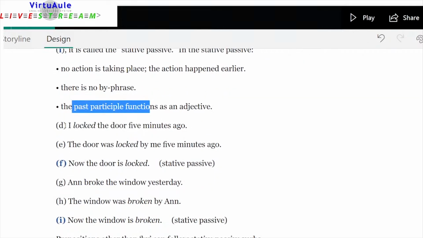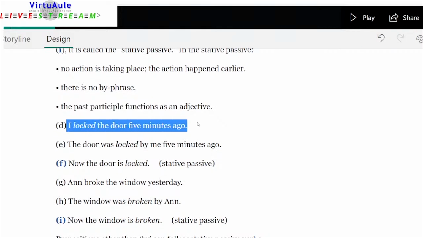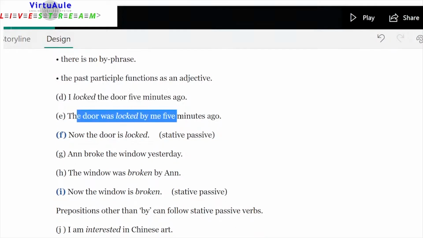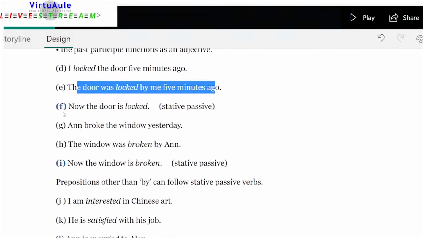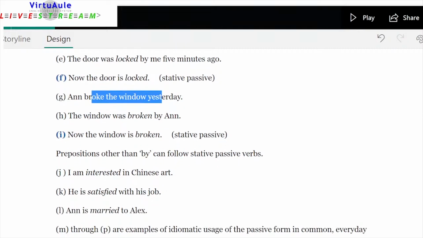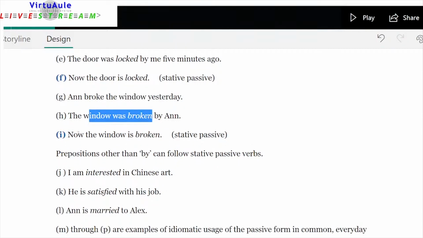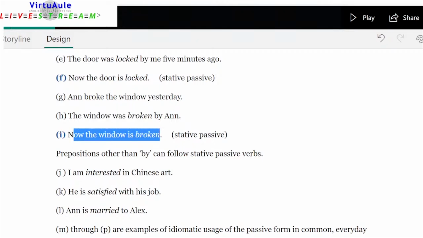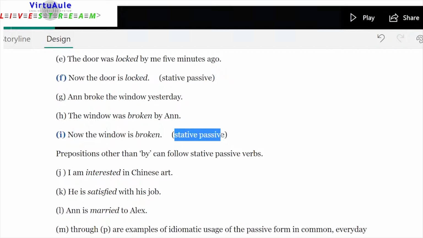Okay, let's look at some other examples. D, I locked the door five minutes ago. The door was locked by me five minutes ago. Now the door is locked. Now the door is locked is stative passive. G, Anne broke the window yesterday. The window was broken by Anne. Now the window is broken. Now the window is broken is the stative passive.